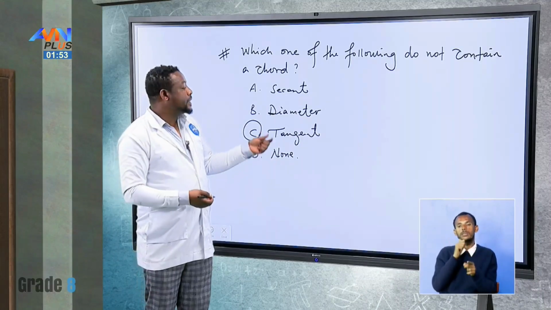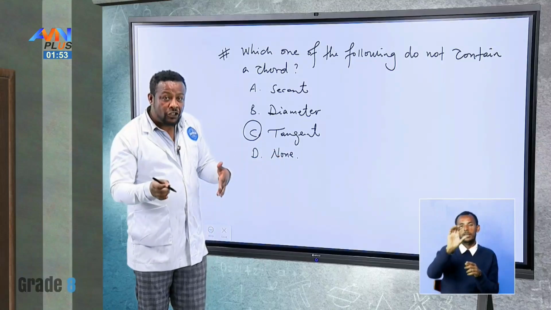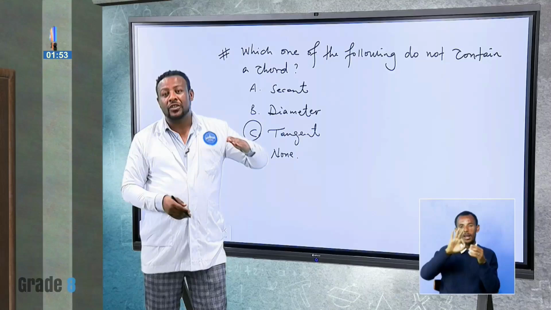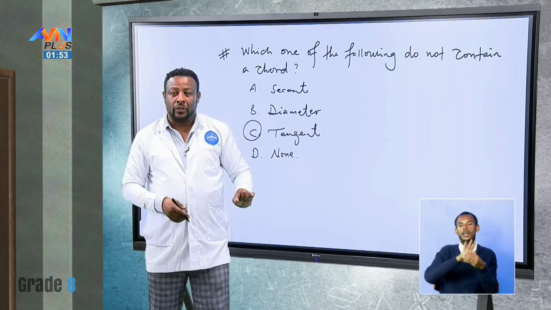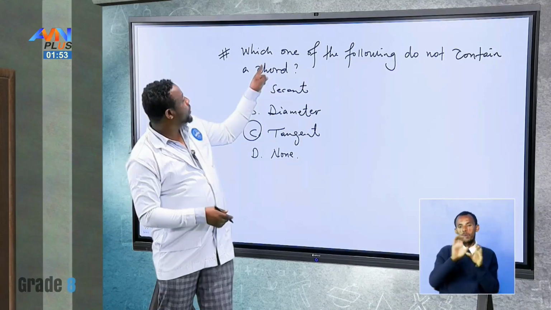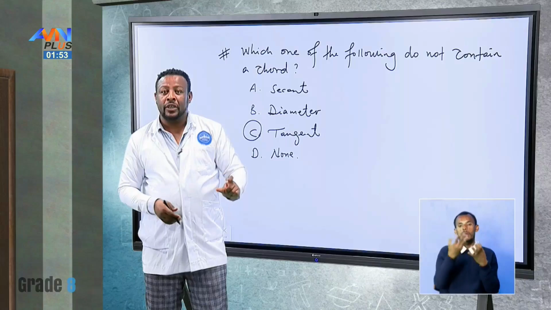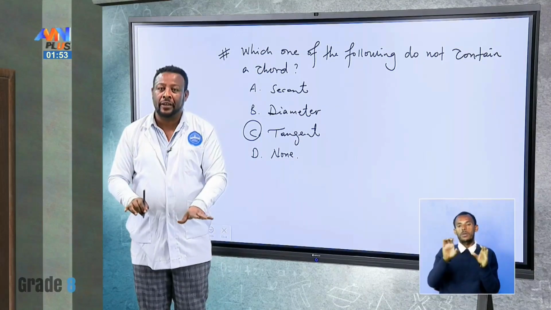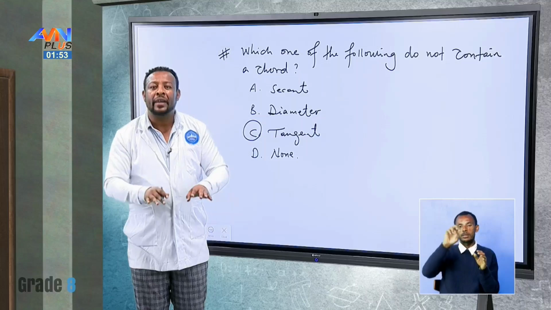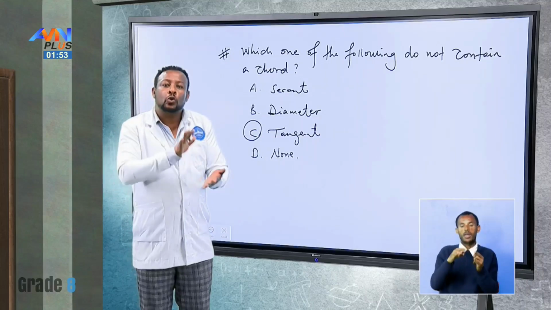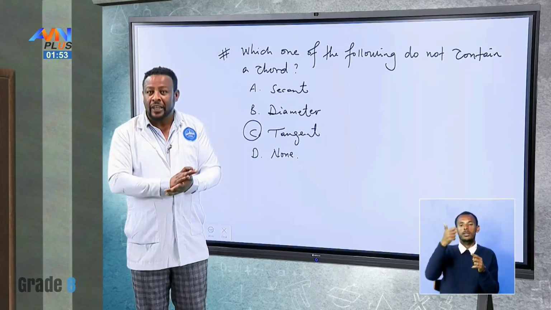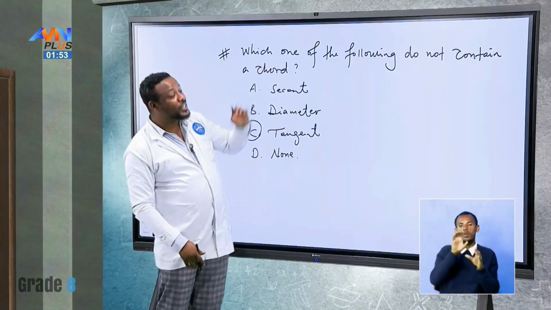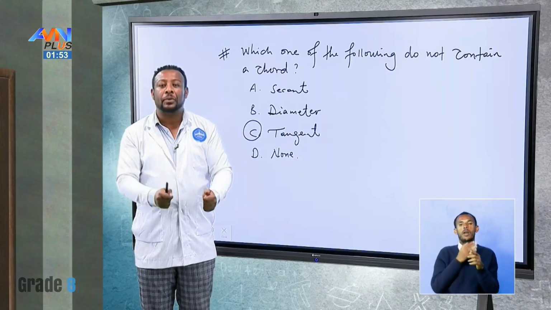Why we said C? By definition, tangent of a circle is a line that touches a circle at only 1 point, but a chord touches the circle at 2 points. So there is no way for a chord to be on a tangent line. Okay? There is no way for a chord to be on a tangent line. So a tangent line do not contain a chord. So for this question, our answer should be C.